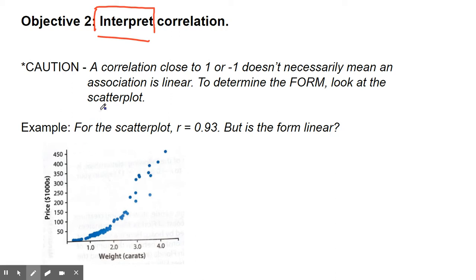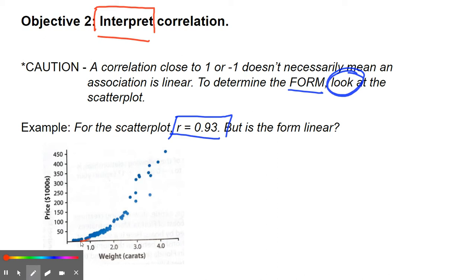So caution, a correlation close to 1 or -1 doesn't necessarily mean the association is linear, right? To determine the form, you have to look at the picture. For example here, this scatter plot has a correlation value of 0.93, but is the form linear? No, this is obviously a curve or a nonlinear form, right? So again, don't assume that just because they give you an R value, it is linear.